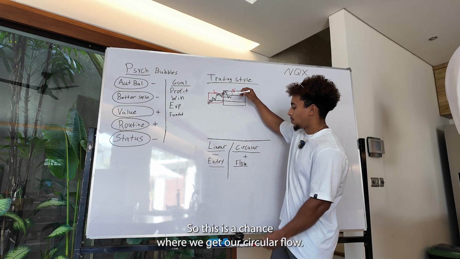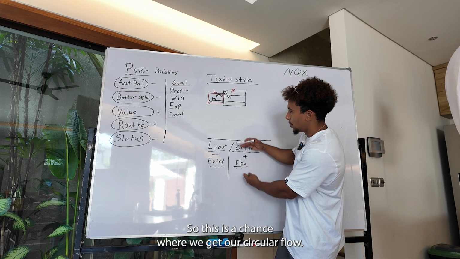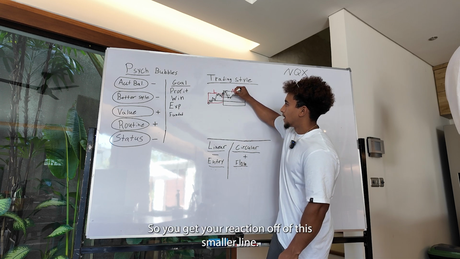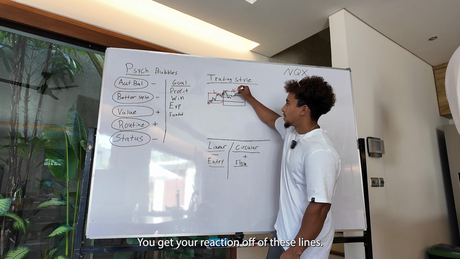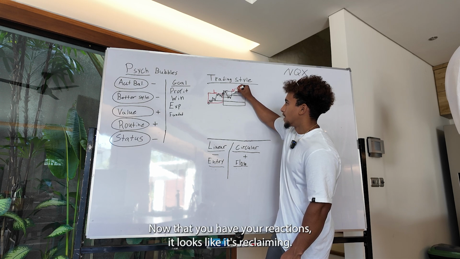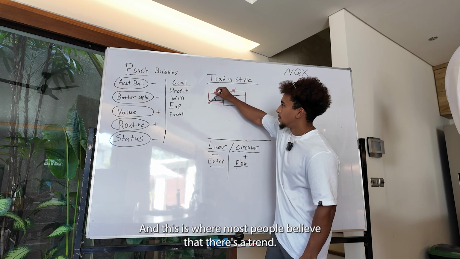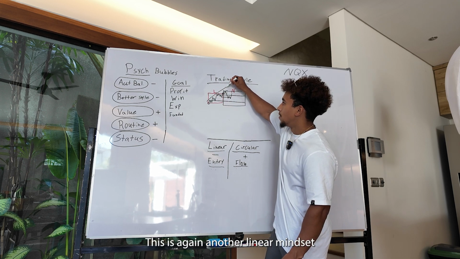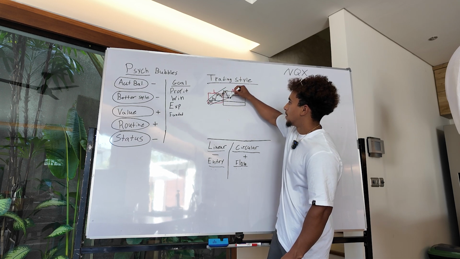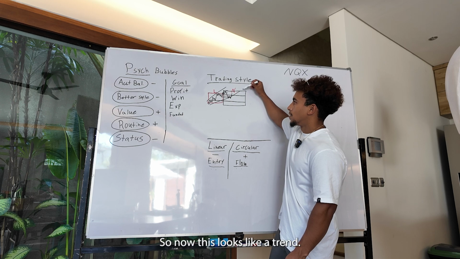So this is a chance where we get our circular flow. So you get your reaction off of this smaller line. You get your reaction off of these lines. Now that you have your reactions, it looks like it's reclaiming. And this is where most people believe that there's a trend. This is, again, another linear mindset, right? So now this looks like a trend.